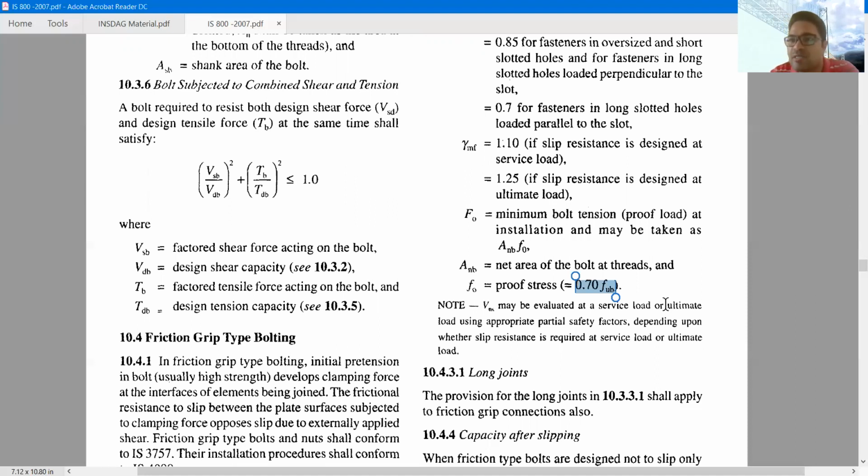So if we are using 4.6 grade, then 400 will be the ultimate strength. If we multiply 400 by 0.7, we will be able to find out the proof stress of the 4.6 bolt. But in friction grip bolt, generally we use 8.8 or 10.9 class bolt. In that case we can also find out the value of F naught.